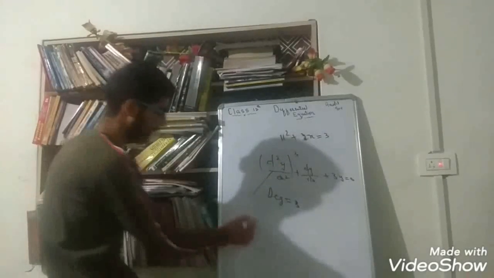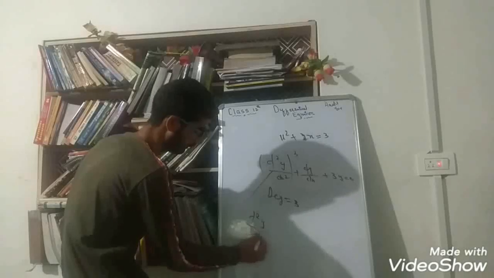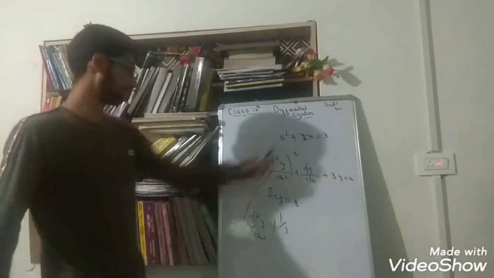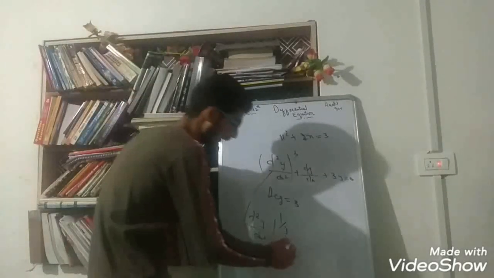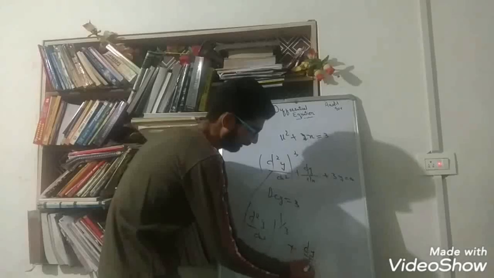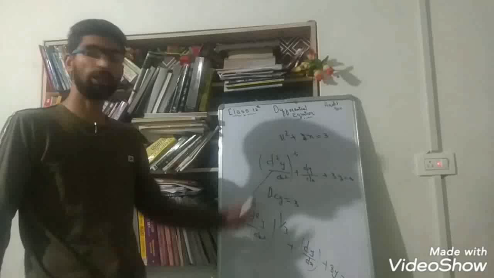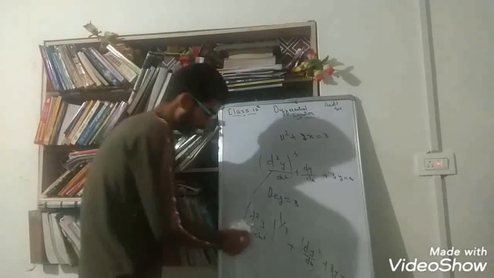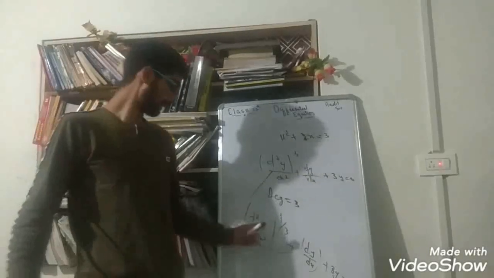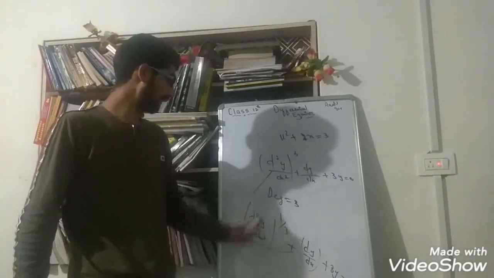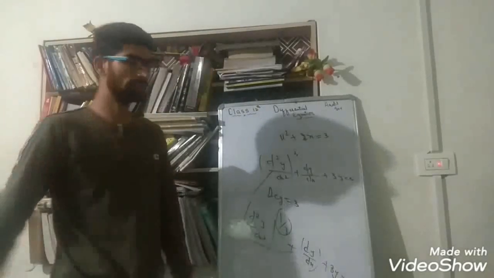But if we have this polynomial as d square y divided by dx square, raised to the power 1 divided by 3, or 1 divided by 2, plus dy by dx plus 3y is equal to 0, how can we determine the degree of this equation? We cannot determine that because this is an equation, but it is not a polynomial, because the power of the highest order derivative is 1 divided by 3. That is a radical, and we know that the power should always be a positive integer. So it is not determined.